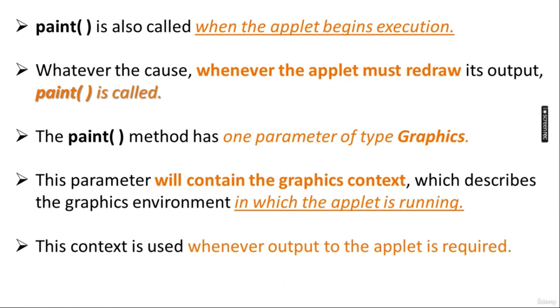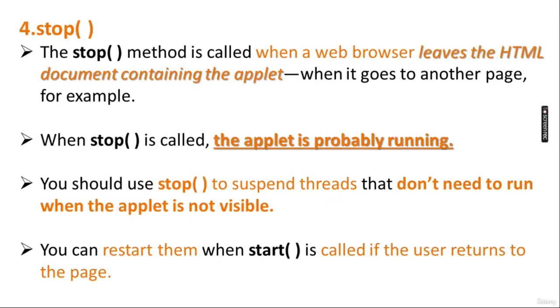The paint method has one parameter, which is a Graphics object. This contains the graphics context, which describes the graphics environment in which the applet is running. So you create a graphics object first, and then pass that object as a parameter to the paint method. This context is used whenever output to the applet is required.